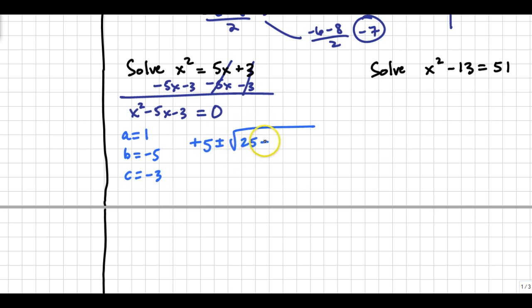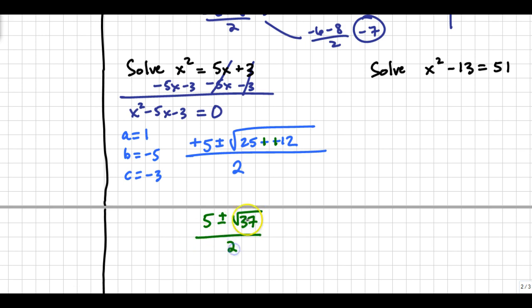Next thing you're going to write is a minus, and now we do 4 times a times c. 4 times 1 times negative 3. 4 times 1 is 4, 4 times negative 3 is negative 12. On the bottom I do 2 times a, so it's simply going to be a 2 this time. Now when I calculate on the inside of the radical, if I add the opposite there, I'm going to get 37.